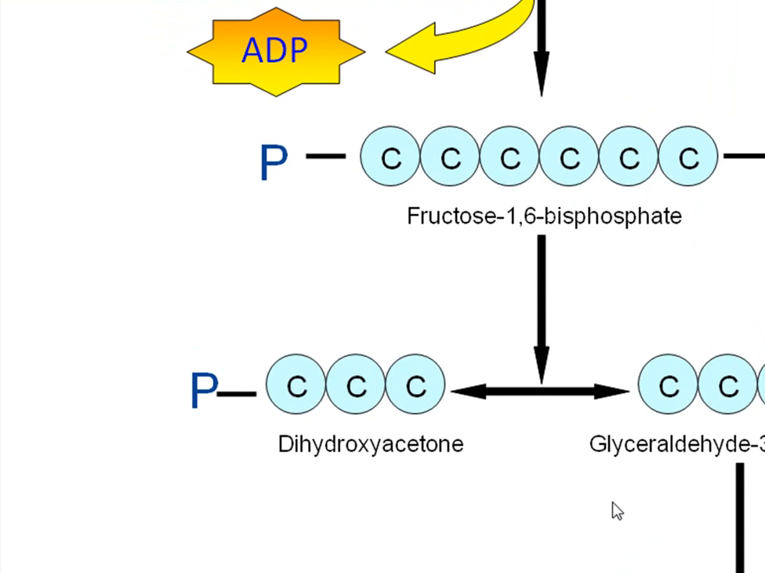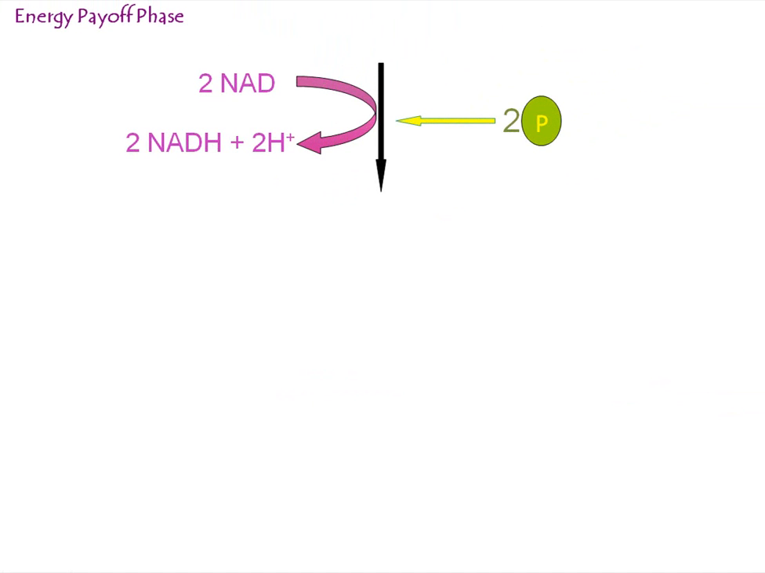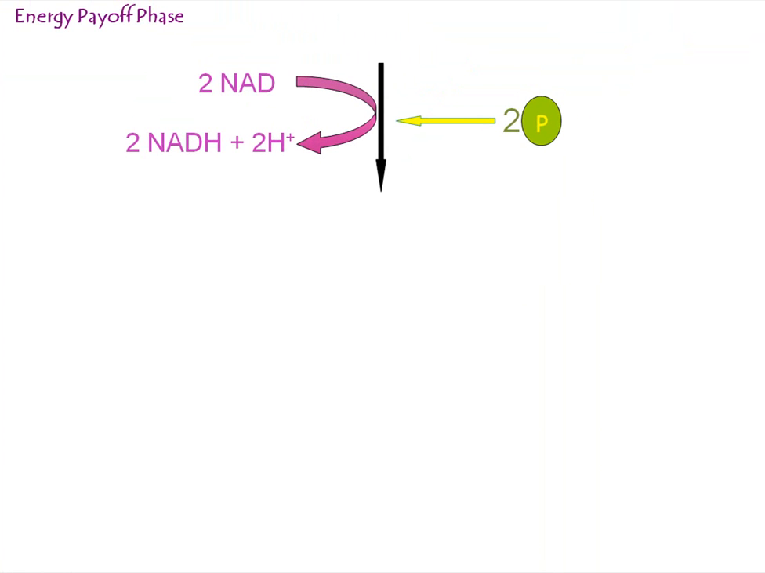Dihydroxyacetone and glyceraldehyde 3-phosphate are isomers, and so once again a second isomerase enzyme will allow the two to convert back and forth. As we continue on into the second phase of glycolysis, we enter into what's known as the energy payoff phase. This is going to allow us to see the production of our first ATP molecules.